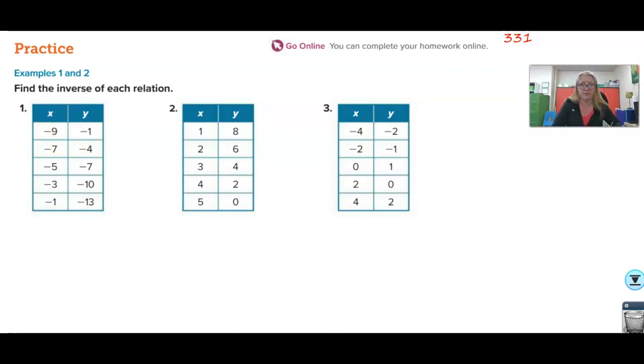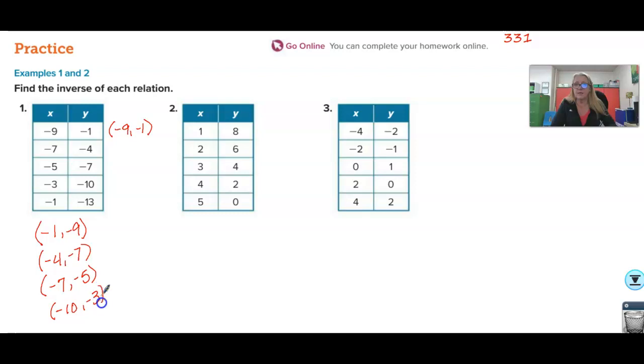Oh, I need something to write with. These are XY coordinate points. This is the point -9, -1. Well, you know the inverse of that is you switch the X and the Y, you have -1, -9. All right. And you do that for each of these points. The next one would be -4, -7, and -7, -5. You just swap your X and your Y. -10, -3, and -13, -1.